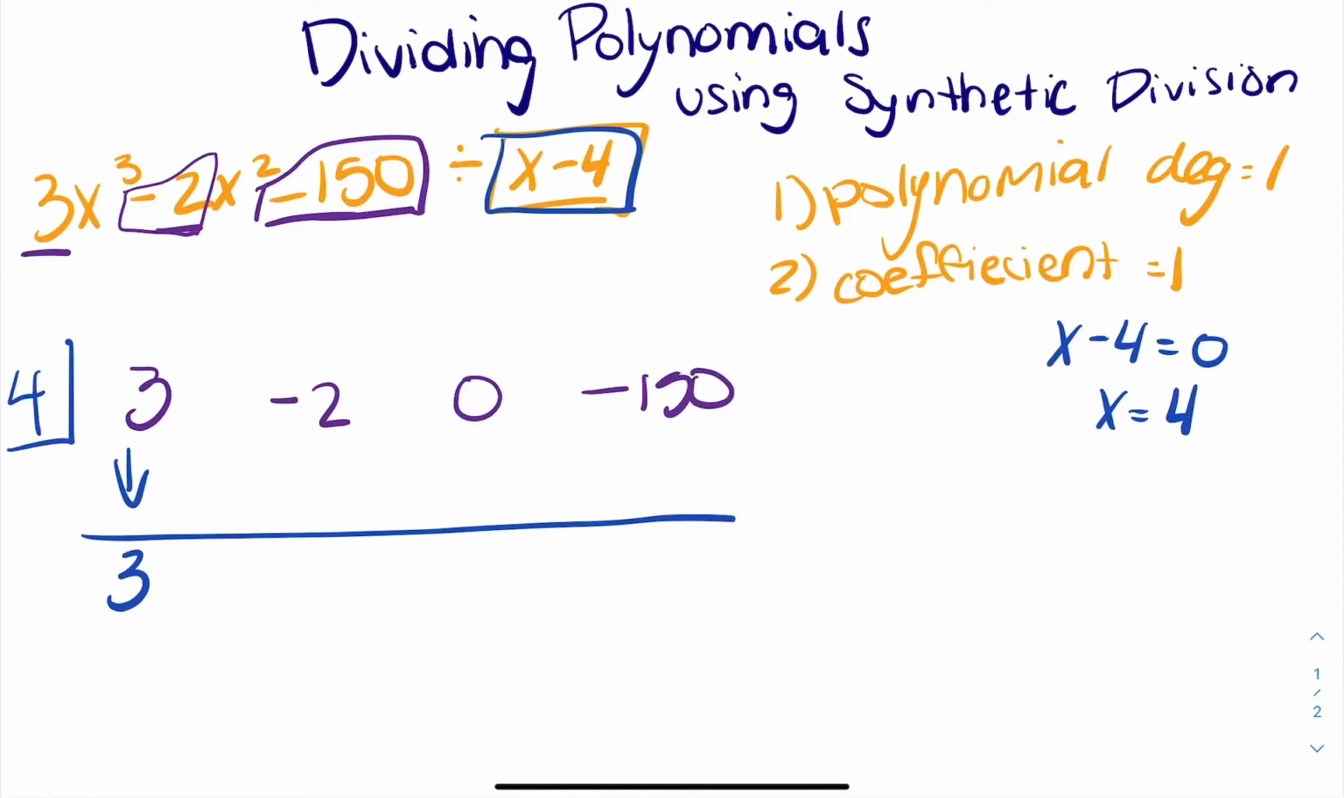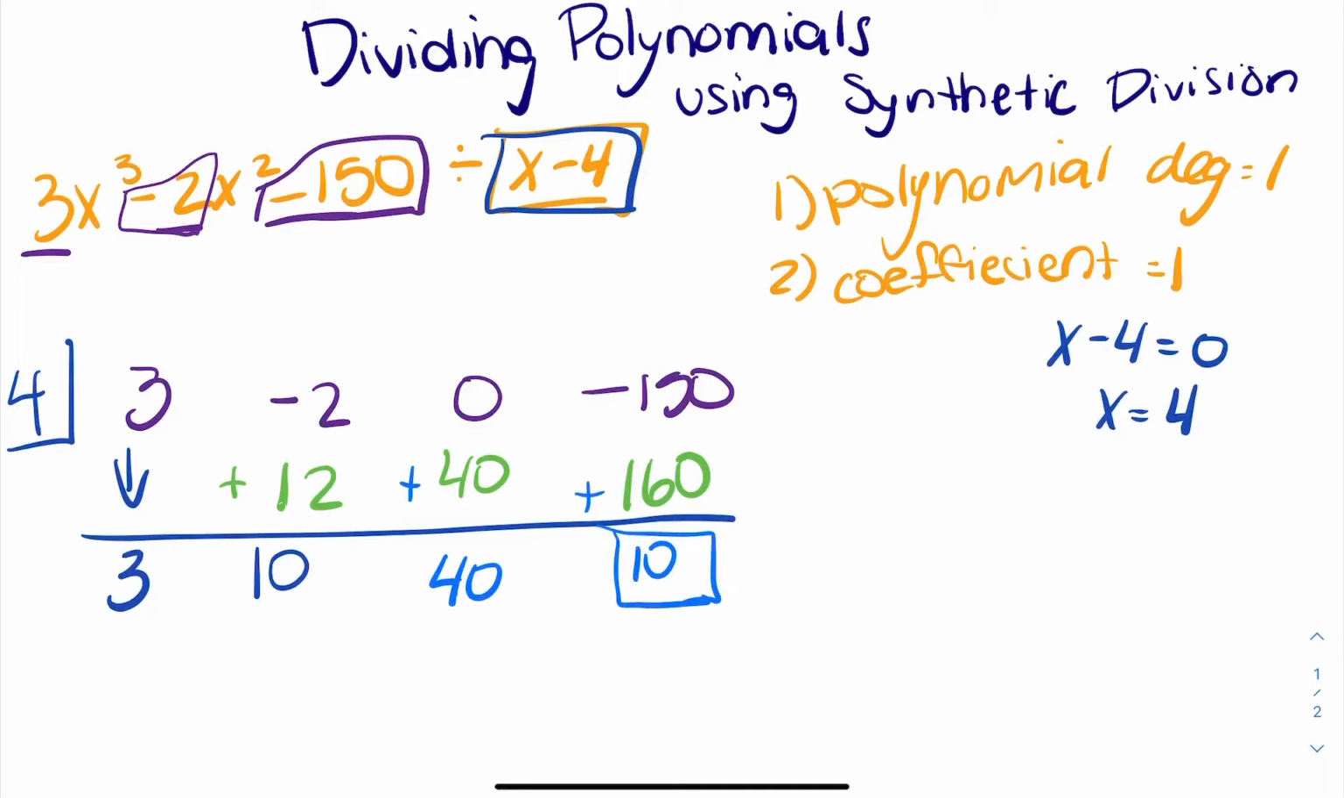What you're going to do is multiply the 3 times the 4, so your first number and whatever's in the batter's box. In this case, it would be 12. And you're going to add these two numbers. So negative 2 plus 12 is 10. And you're going to repeat the process. So 10 times 4 equals 40. Then you add, just like we did before, and it's 40 again. And then your 40 times 4 is 160. And then you add, and this comes out to 10.